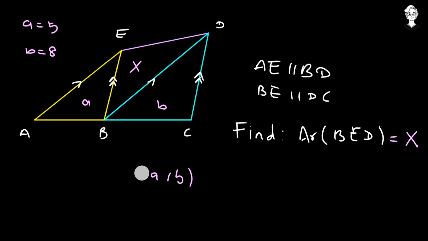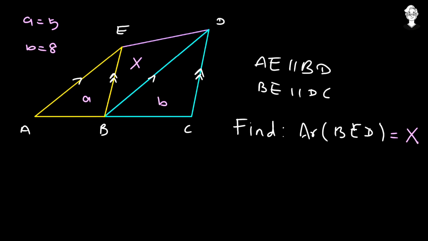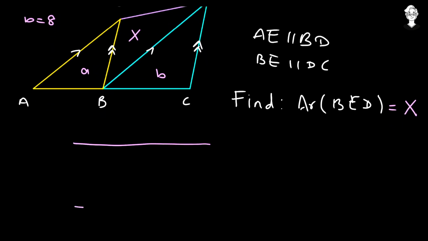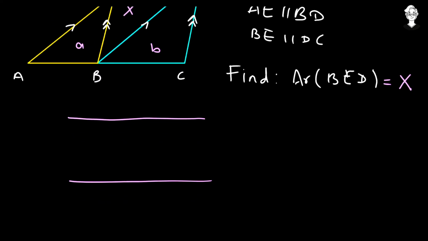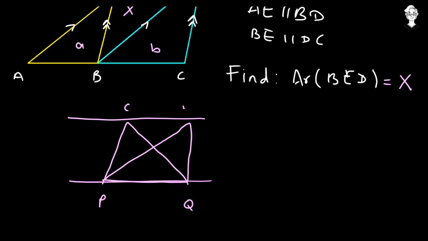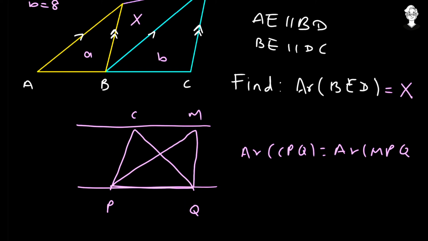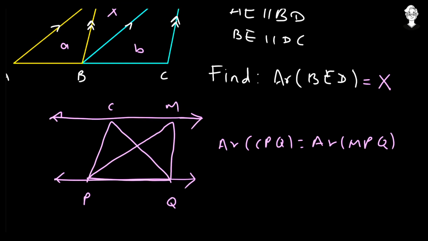So first of all, I am just removing this and discussing a theorem. If there are two parallel lines, and from the same common base, a line segment on one of them, named P and Q, I draw a triangle CPQ, and another triangle from that same common base, MPQ, then the area of triangle CPQ would be equal to the area of triangle MPQ. So yes, between two parallel lines, two triangles on the same common base have equal area.